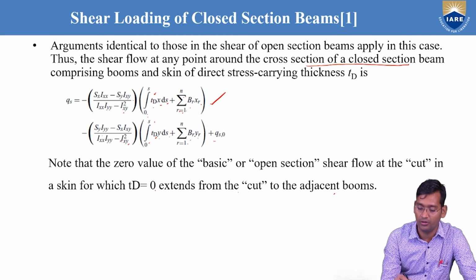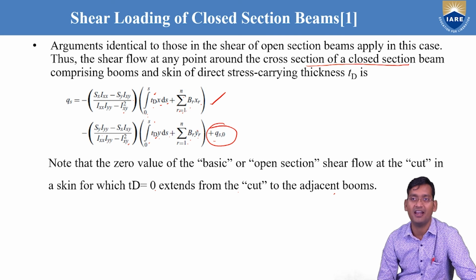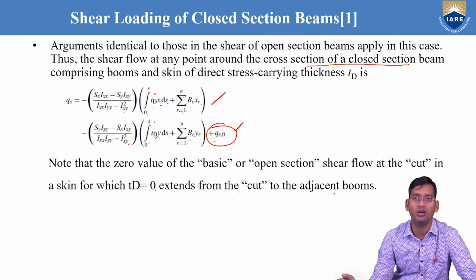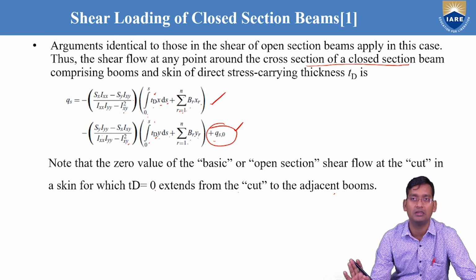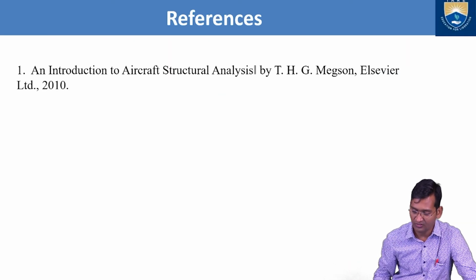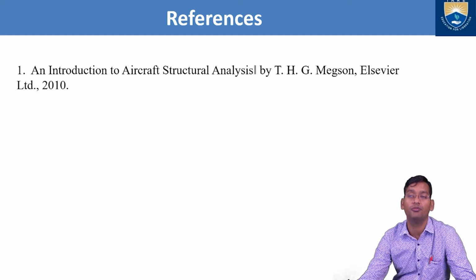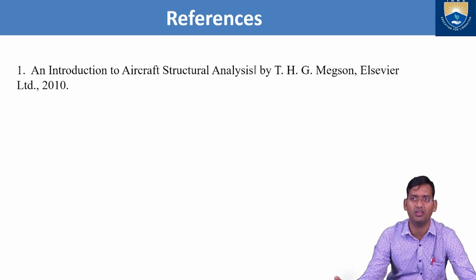After this, that equation is there, and here the hoop stress is added for the closed one. Once we remove this hoop stress, it becomes the open section. Okay, so this is the reference part. The reference is T.H.G. Megson, fourth edition. You can refer to it, and from there you will get this derivation.